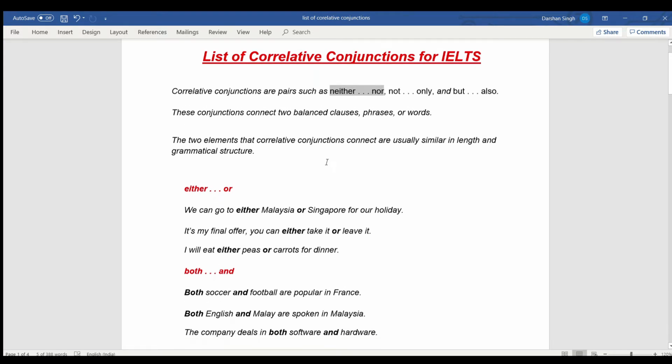If you can clearly see, either or is our first connector. So basically either and or is connecting two balanced clauses or two phrases or two words together. For example, we can go to either Malaysia or Singapore for our holiday. So we have two different phrases in this sentence, and it is connected by two different conjunctions, either and or. So this is a correlative conjunction, either or.